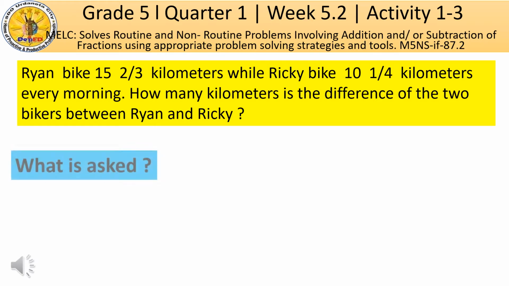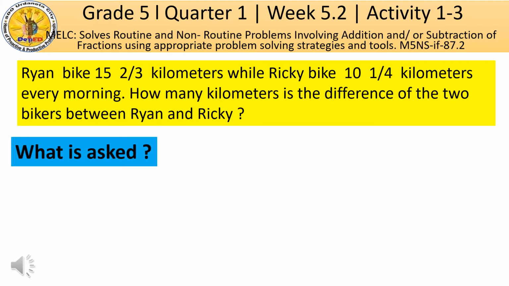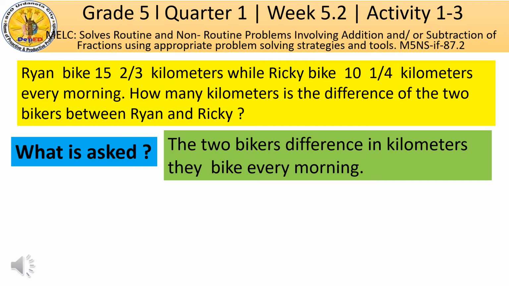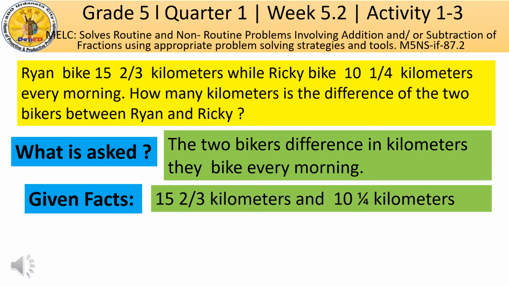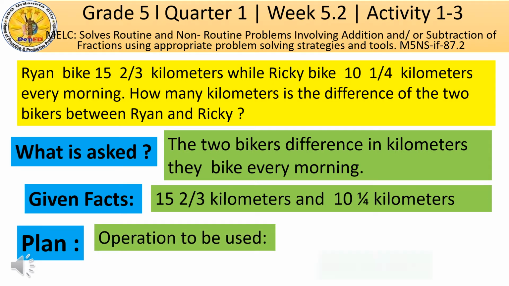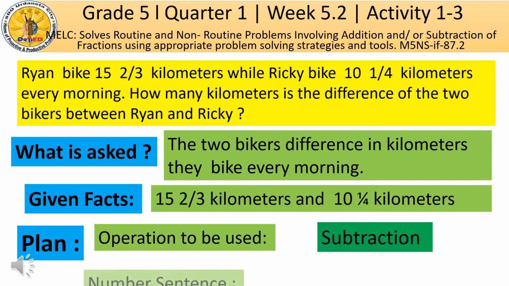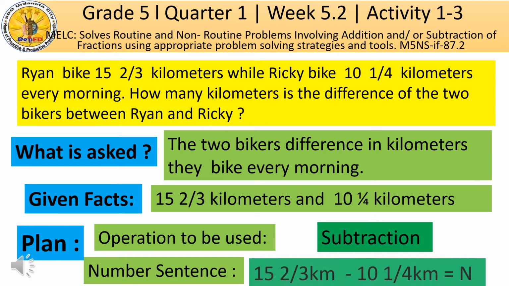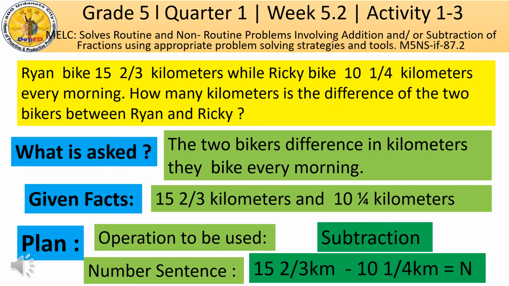What is asked? The two bikers' difference in kilometers they bike every morning. Given facts: 15 and 2/3 kilometers and 10 and 1/4 kilometers. Plan. Operation to be used is subtraction. Number sentence. 15 and 2/3 kilometers minus 10 and 1/4 kilometers is equal to n.